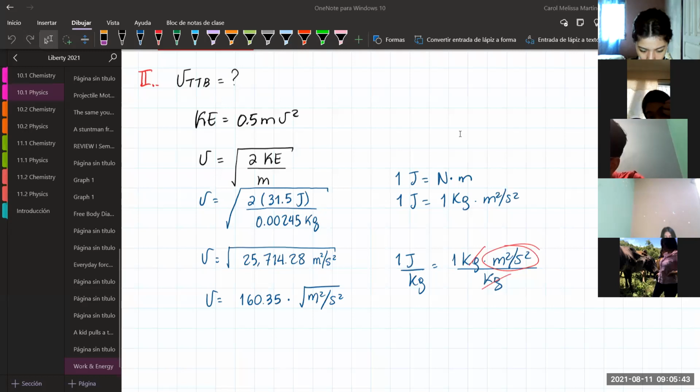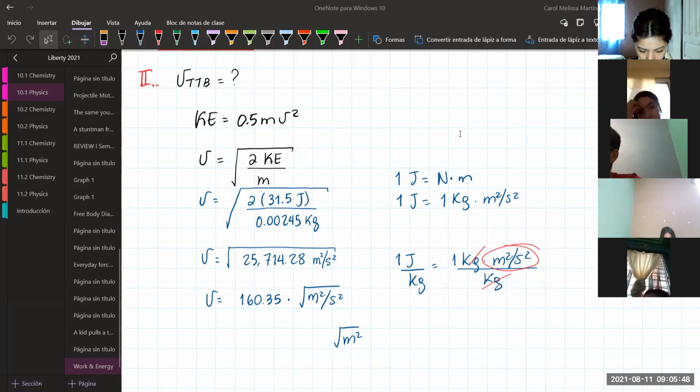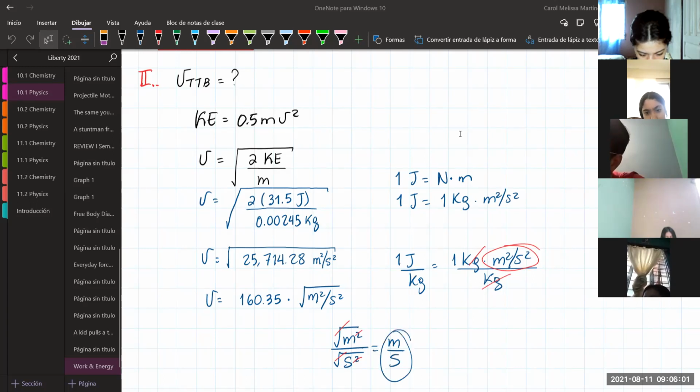When this happens, it is the same as having this, okay? And when this happens, the square and the root are going to be canceled. So the final answer will be given in meters per second. And these are the units that we use to measure speed or velocity. So that means that the isolation that we did before was good. So instead of writing that, you can just directly write meters per second. But I'm showing you how those units appear.